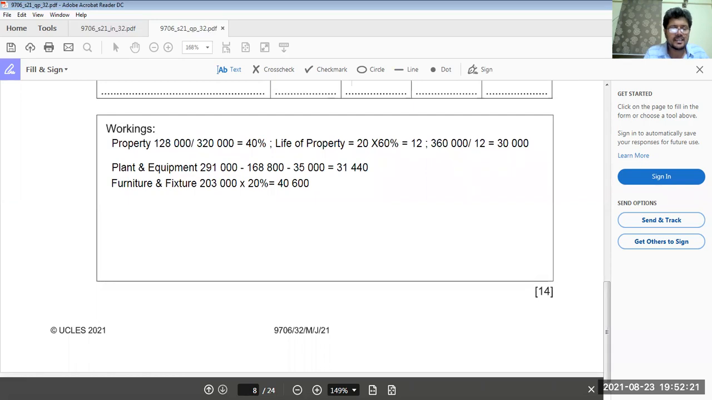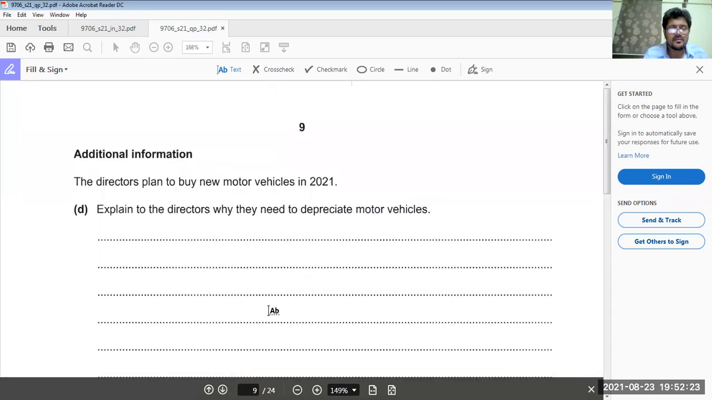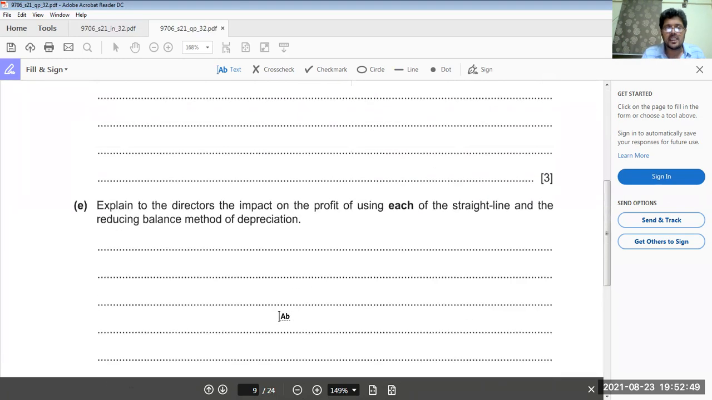Okay. What next? Explain why the director did it: because the efficiency of the motor vehicle decreases, and with the decrease in efficiency, the value of motor vehicles declines over time. It is an efficient asset, so it needs to be depreciated. Explain the impact on profit using the straight line method and the reducing balance method of depreciation.